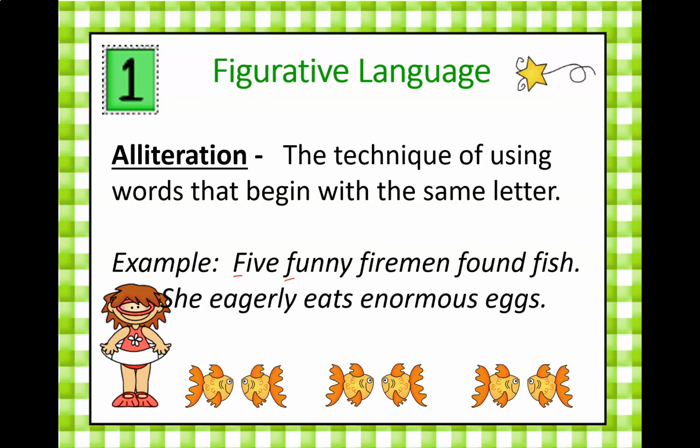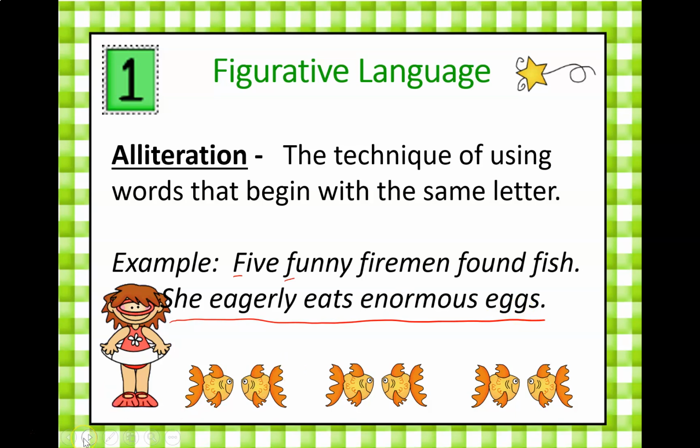You can actually picture five firemen being kind of goofy in their gear, maybe sitting around a fishing pond trying to catch some fish. So you could say that one time there were five men who had the job of a fireman, and they were kind of funny, and they went fishing one day and they were able to catch some fish. Well, that just doesn't sound quite as good. And then the other example they gave you was, she eagerly eats enormous eggs. And again, you could have said that in a much more boring way, but this is very descriptive, and it's kind of fun to read at the same time.